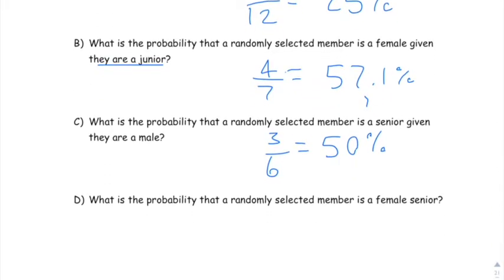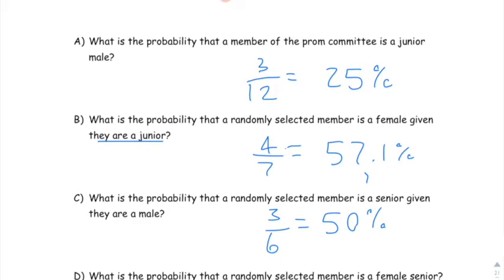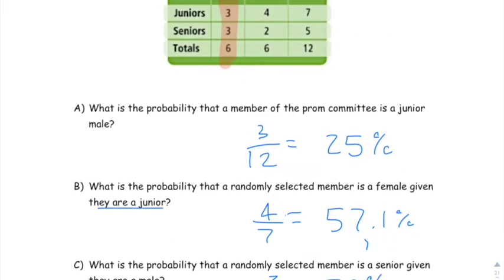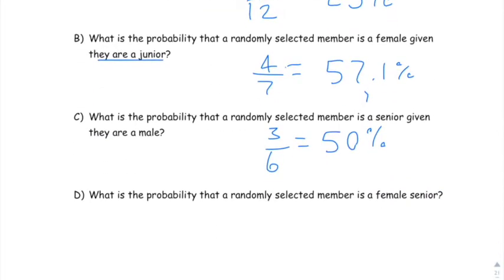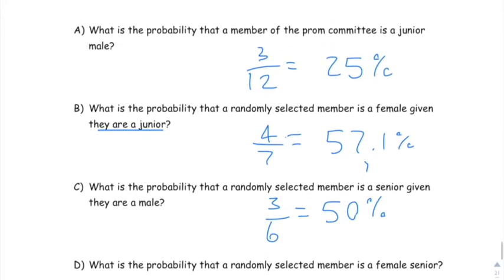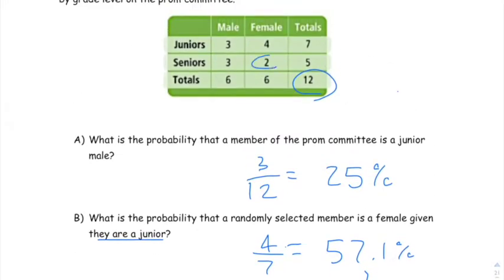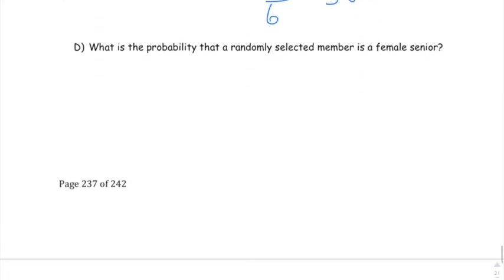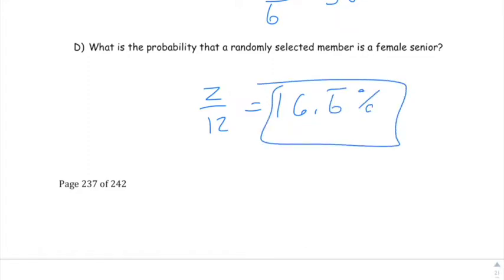What is the probability that a randomly selected member is a female senior? So now we're going back. It doesn't give us any conditions, so we're just looking at everyone. So we're looking at all 12. What's the probability that a randomly selected person is a female senior? There's only 2 of those. So we'll say 2 out of 12, or 1/6, or about 16.6%, or 16.6 repeating percent.